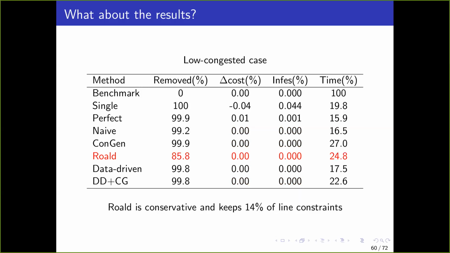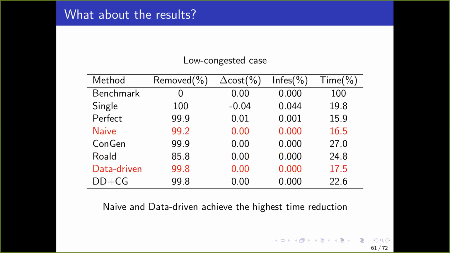Rho method is very conservative. You can see that all the other methods are removing above 99% of the constraints, but Rho method is only removing 85%, so it's keeping like 14% of the constraints. And then the naive and the data-driven, so these are the 2 methods that rely on some historical data, are the ones that achieve the highest time reduction.